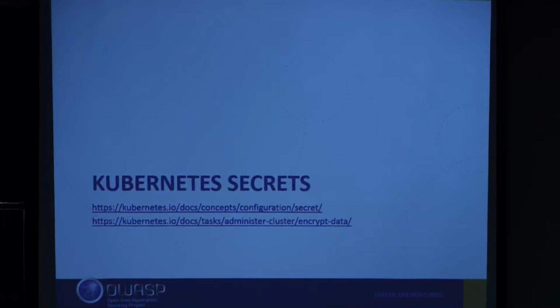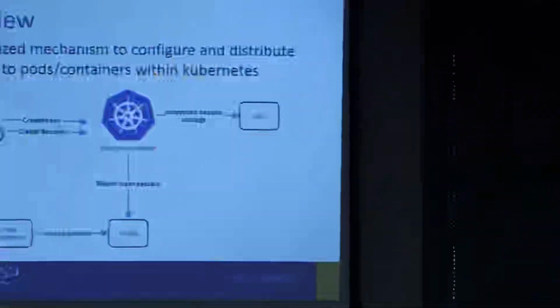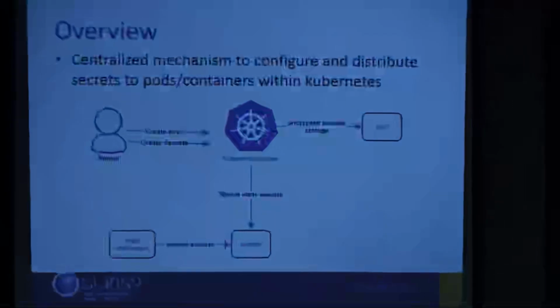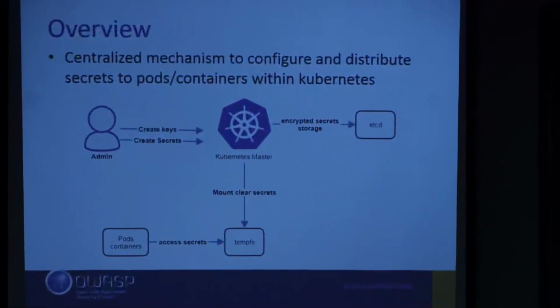Okay, now we're going to cover some of the popular deployment mechanisms that are in use and how we could protect configuration secrets using those solutions. The first one we're going to look at is Kubernetes secrets, a centralized mechanism to configure and provide secrets to your application, to containers, right?